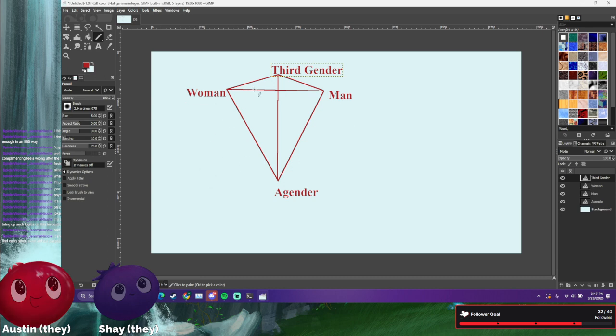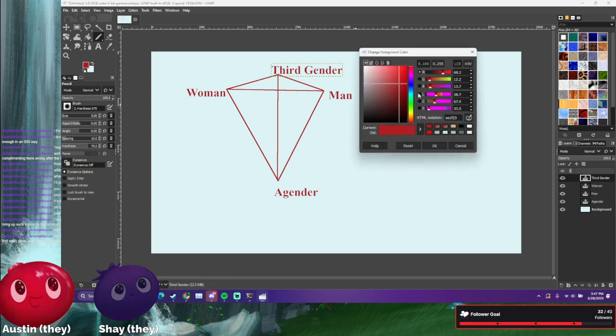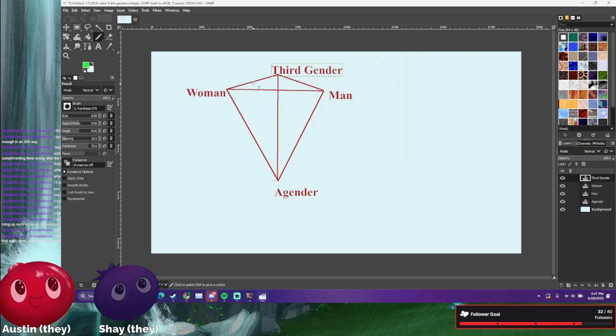You might exist somewhere. I'll switch colors. You might exist somewhere on this line between. Why are you not drawing? Oh, because I'm on the wrong pair. You might exist somewhere on this line between man and woman. You might exist somewhere in this space down here, with a relatively minimal amount of gender and vaguely somewhere between woman and third gender for the amount of gender that you do have. Or you might identify up here just purely as man, and that's how I conceptualize gender.